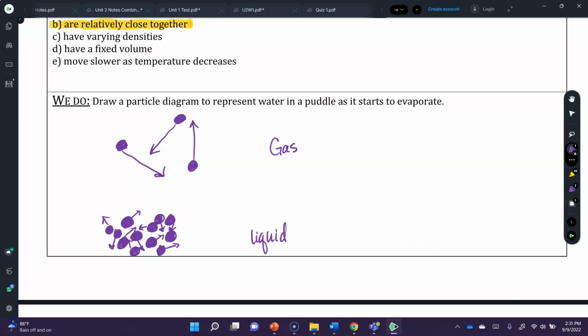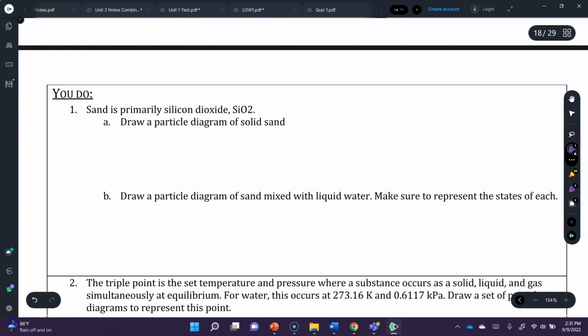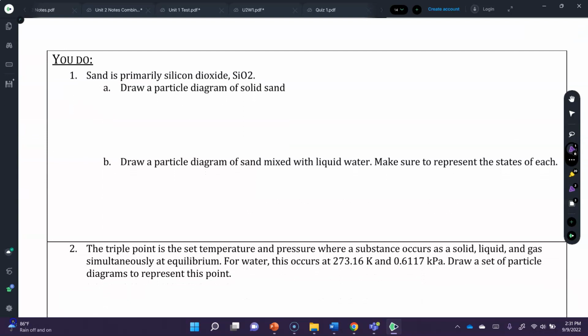Okay, so using this information, go ahead and work on the you-dos. You might want to reference the 3.2 notes to help you with the first you-do especially.